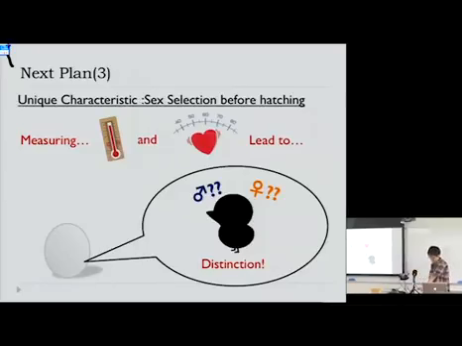Currently, the distinction is made after hatching by skilled people, so it is costly and takes much time. But if it can be made using this relationship, it is very easy, non-destructive, and before hatching, and many costs can be cut. So therefore, I will continue to study to also achieve this purpose.